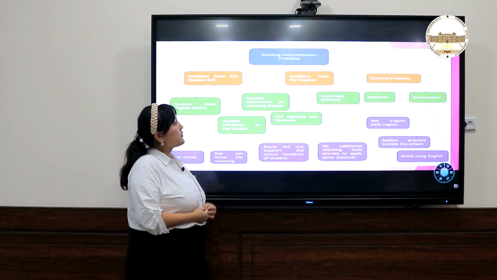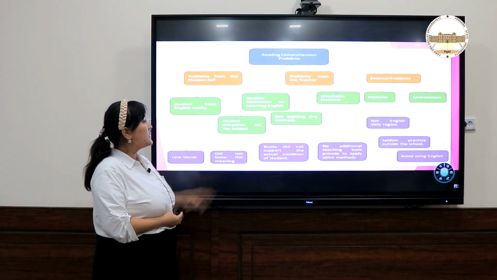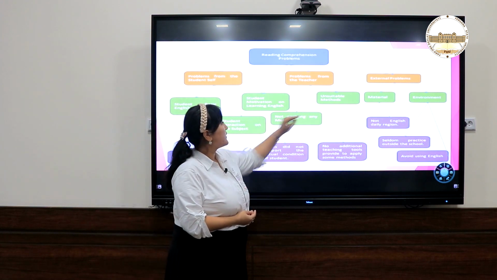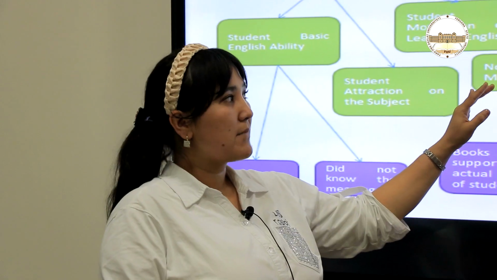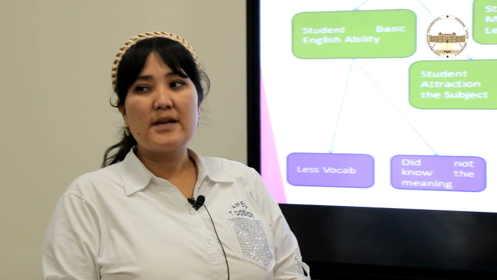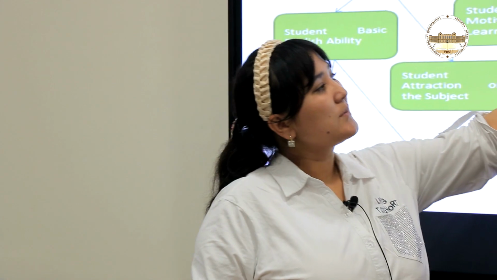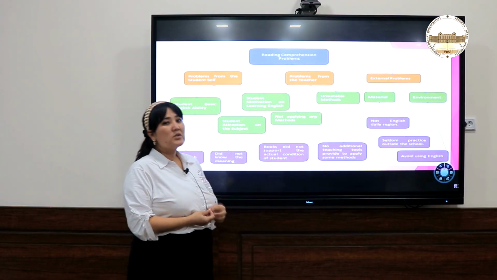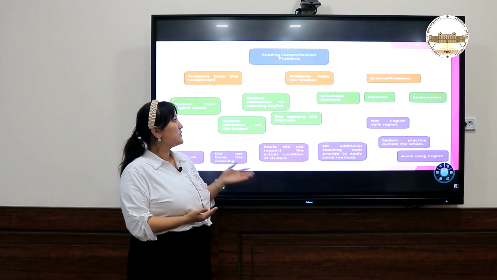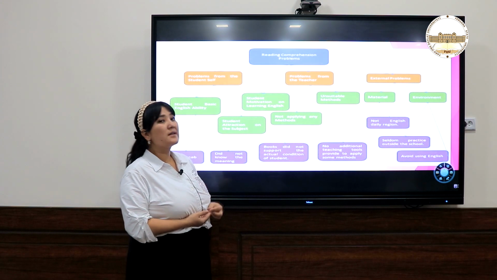Next one is problems from the teacher, and here it's divided into 2 sides. The first one is not applying any methods. They cannot apply their methods for the lesson or subject. The next one is unsuitable methods. Teachers cannot choose suitable or appropriate methods in their lesson.